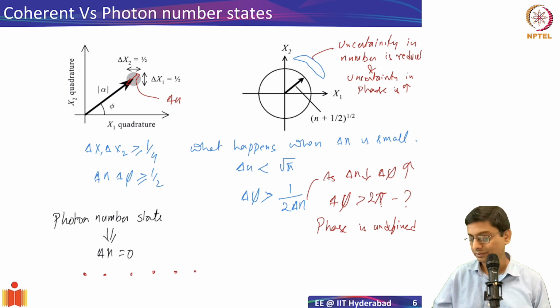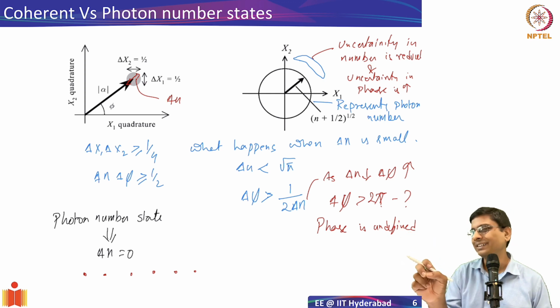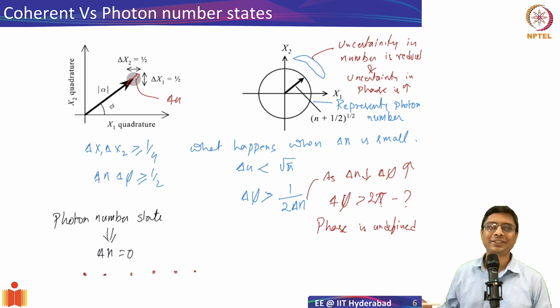What is the radius? It represents photon number. We always say that the amplitude is basically alpha and the square root of n, right? But in effect, it should be n plus half, because half is the zero point energy. So the square root of n plus half is the radius of the circle.